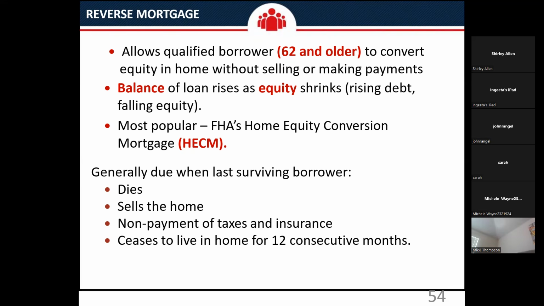That's generally how the reverse mortgages come due. If you have any questions, you could type them in the chat.